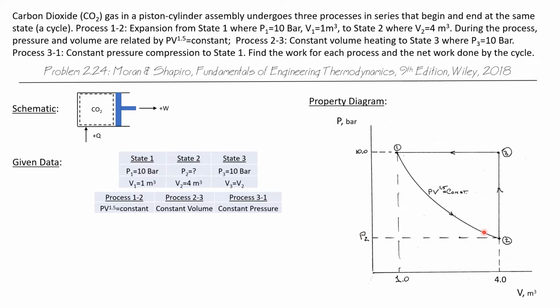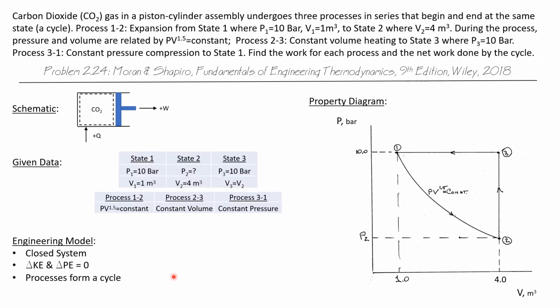And then finally, we go from state 2 to state 3, and that is a constant volume process. So from state 2, we're going to go straight up until we get to the pressure given at state 3, which is 10 bar. And finally, the third process in this cycle is a constant pressure process taking us from state 3 back to state 1. So everything is defined for this cycle except the pressure at state 2.